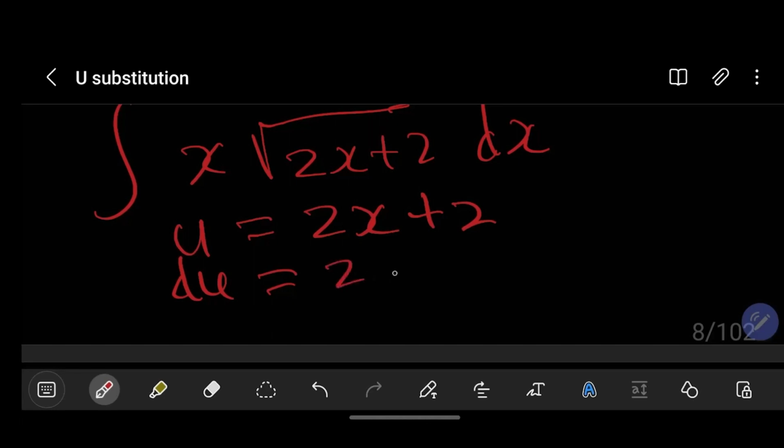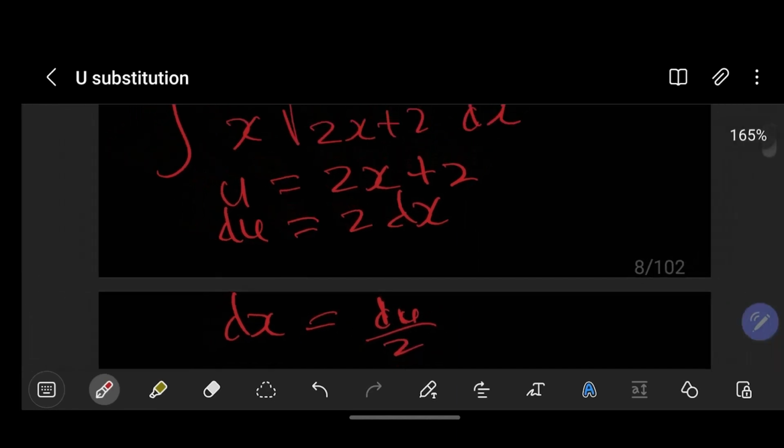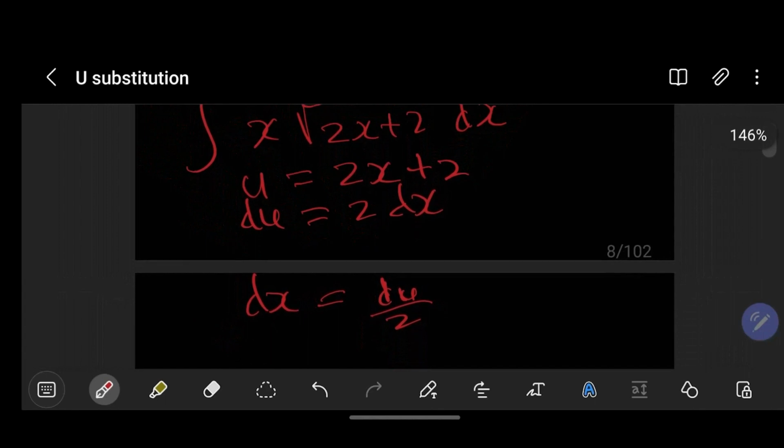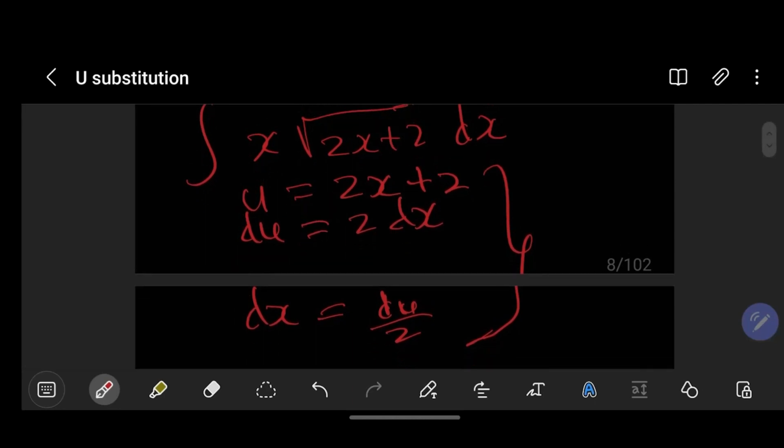2 dx, and our dx is then equal to du all over 2. Now let's take a look at this, right? We can see with this right here, it's going to be impossible for us to cancel out the x that's here right in front.